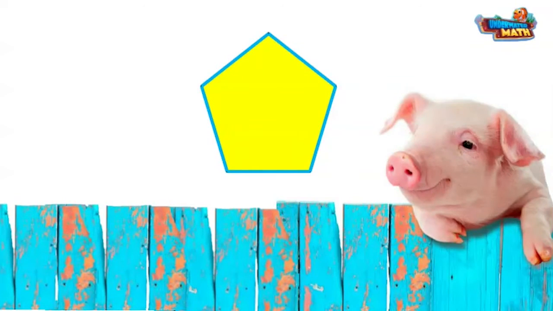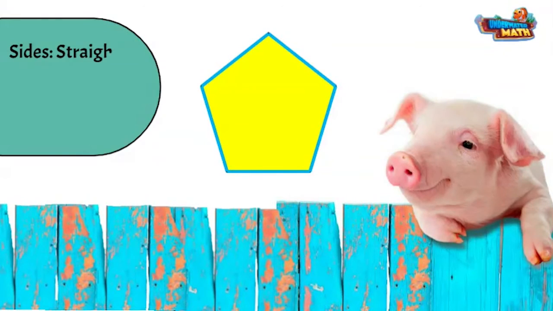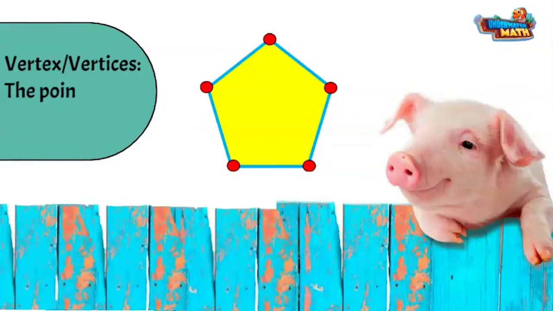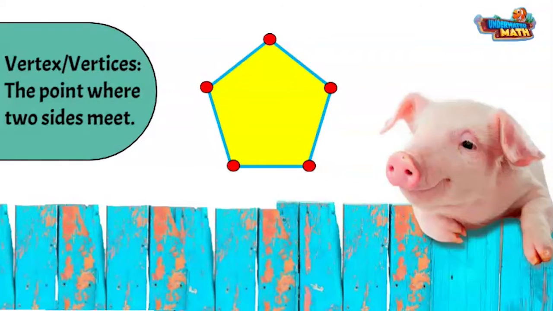Taking a closer look at this shape here. The blue lines on the shape represent the sides. Sides are straight edges making up the boundary of a shape. The sides of the polygons will meet at a point called a vertex. If there is more than one vertex, they are called vertices.